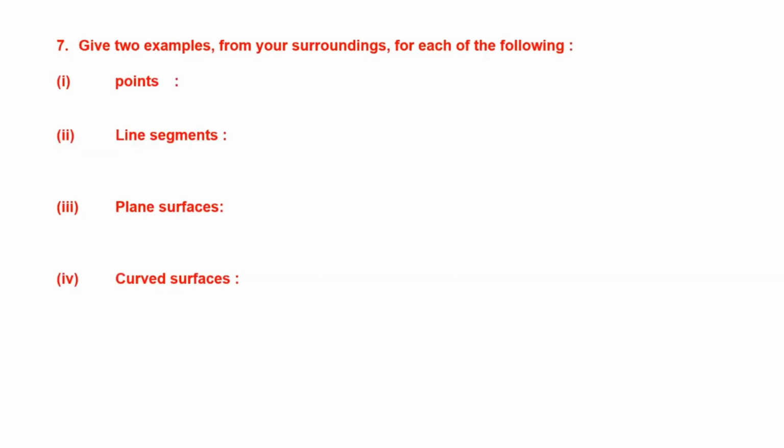Next question. Question 7. Give two examples from your surroundings. That means look around you and then see if you can get two examples for each of the following points. Now we can give the example of the tip of your pen. Look at the tip of your pen, it's a point. The tip of a compass needle, okay, the tip of the compass needle is also a point. So we have two examples here.